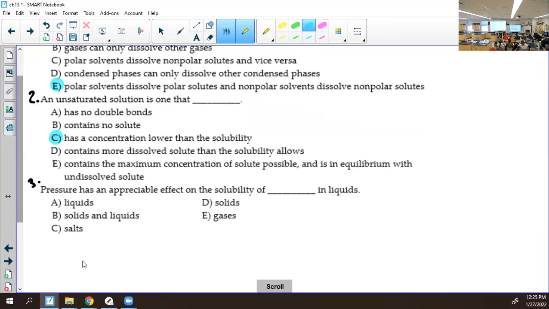All right, and then pressure has an appreciable, has not. A lot of the last test, there was one that had the not that wasn't capitalized, and it was a butt kicker. Pressure has an appreciable effect on the solubility of blank in liquids. E. All right, there's your review.